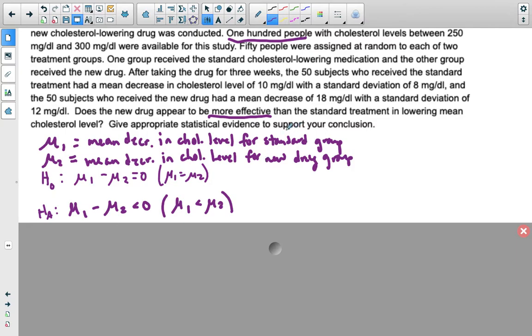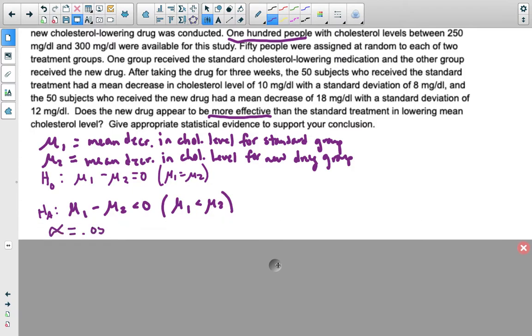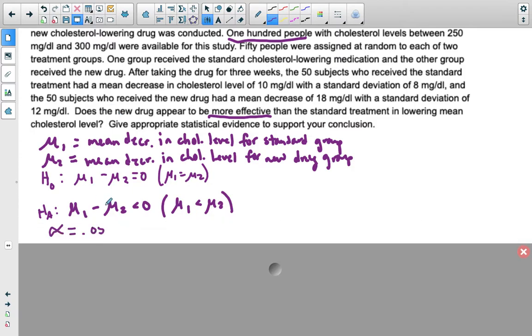Someone asked me this earlier today in an email. What if I don't have a significance level? Then you make your own up. Part of running these tests and experiments in the real world is that you set your own significance level. So we are doing this test at the 5% level, so alpha is going to be 0.05.